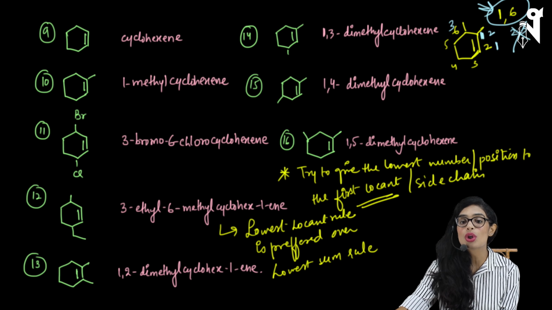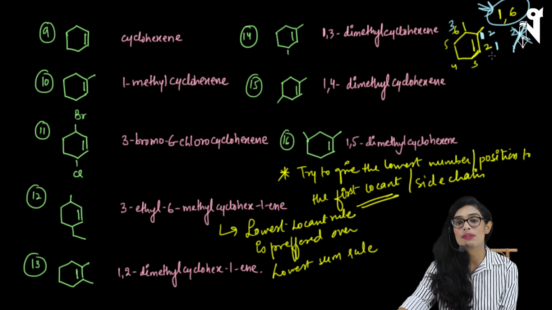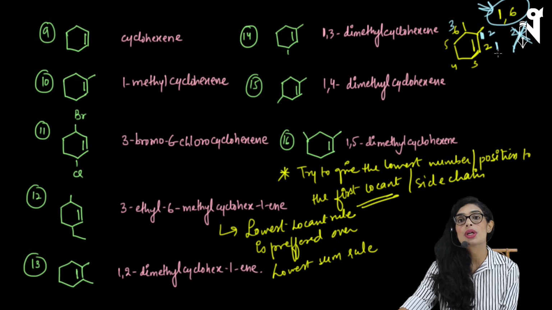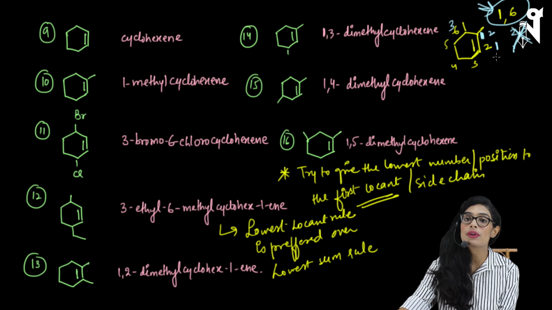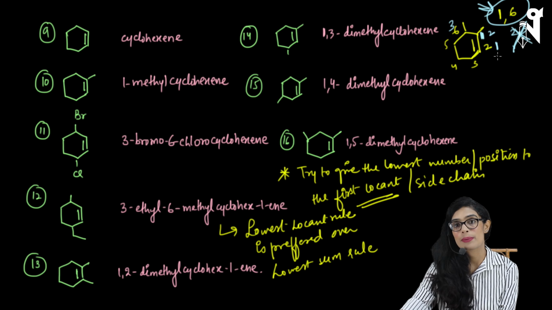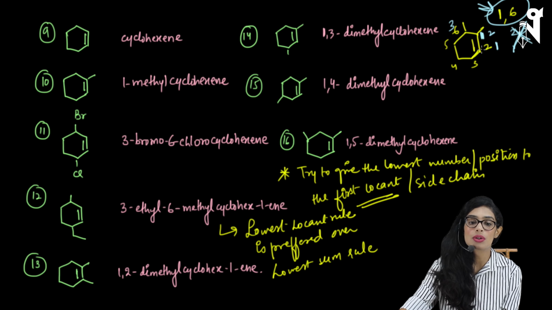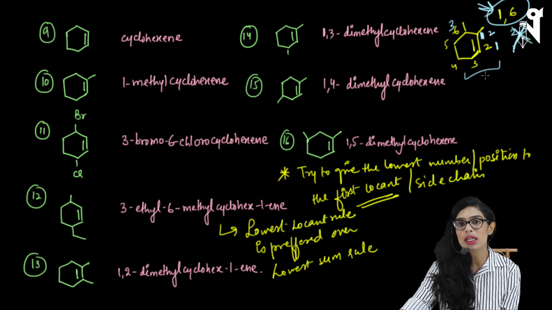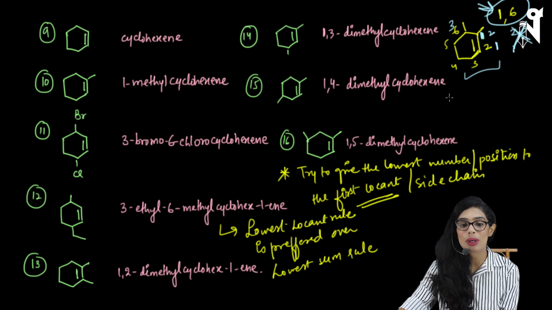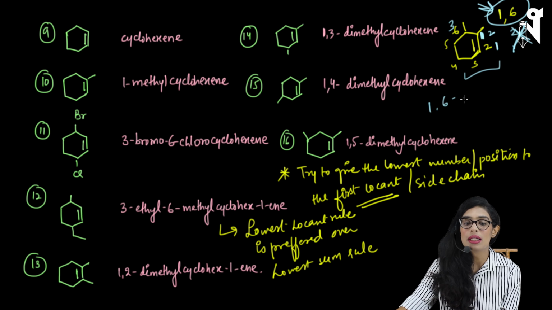So we will not follow the lowest sum rule over here. Instead we will be following the lowest locant rule. That means the first substituent that we are going to encounter, we will try to give it the lowest possible position. Okay, so this is a little tricky, but that's how we number it. So the name of the compound will be 1,6 dimethyl cyclohexene. That's how the name would be.